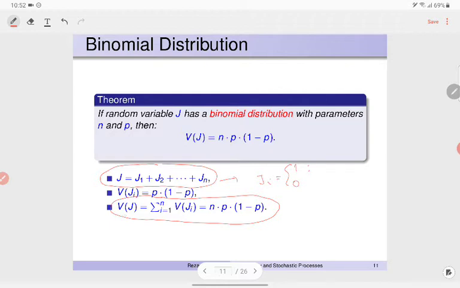So the variance of J is equal to the sum of i equal to 1 until n of the variance of Ji. Each one of them has the variance p multiplied by 1 minus p. So this is n times, and we have n times p times 1 minus p.